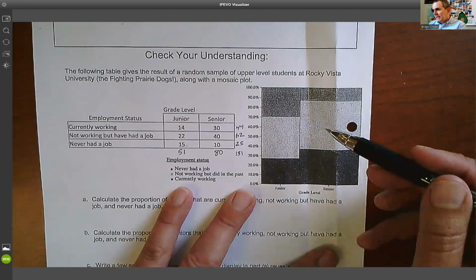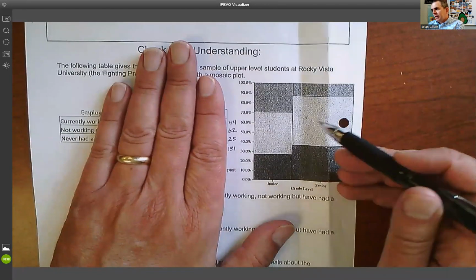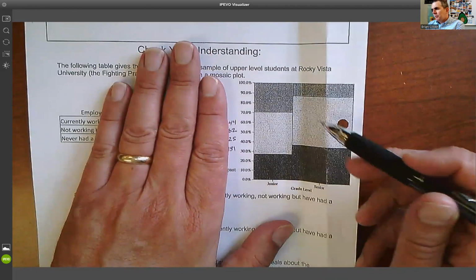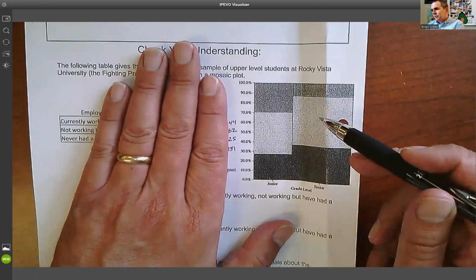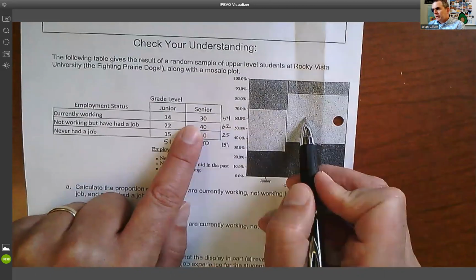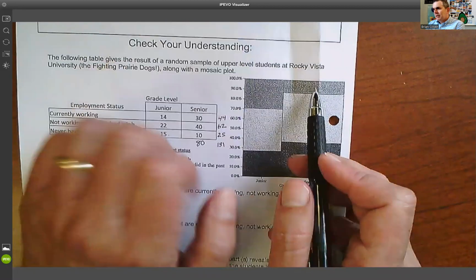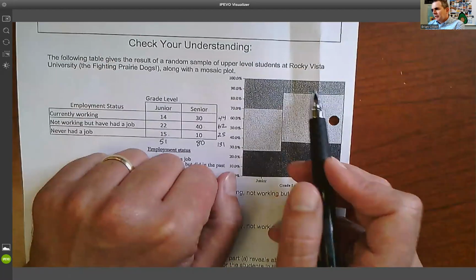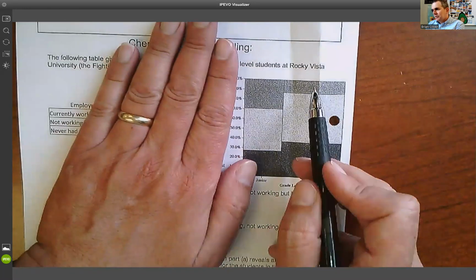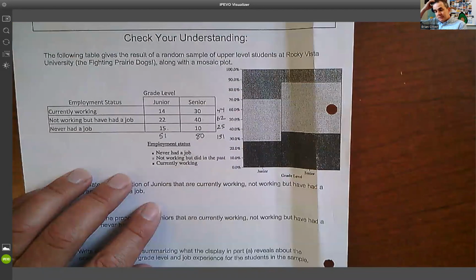If I didn't have this table and I was just looking at this, I would say, oh, well, the largest number of people in the study were seniors who fall in this gray box. Well, that's true, because these 40 are these 40. And if I looked at this one right here, it looks pretty small to me. Of all of these boxes, this one looks like it has the smallest area. Well, that's the 10. So it gives you a sense of magnitude.